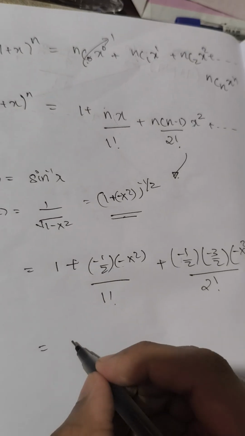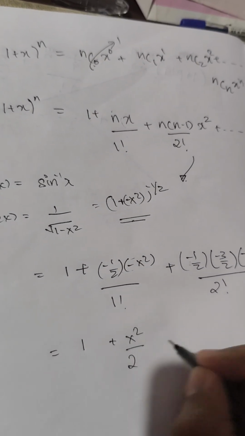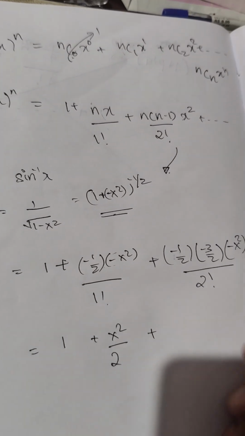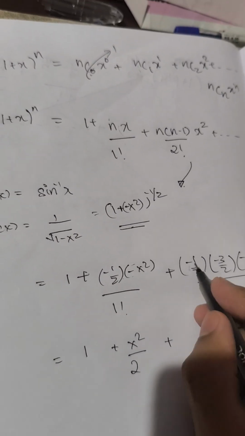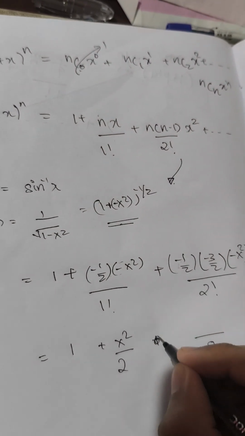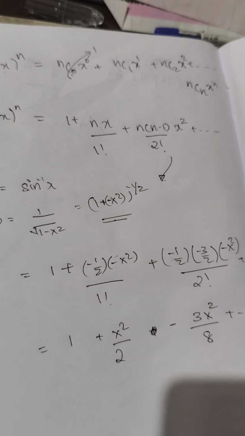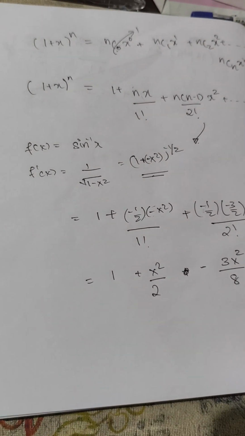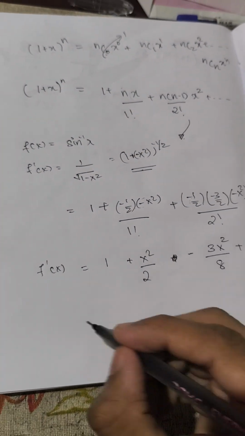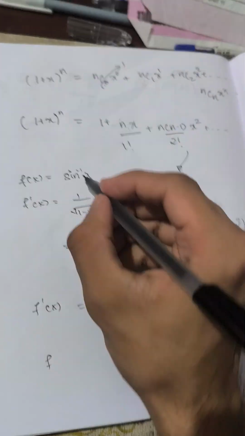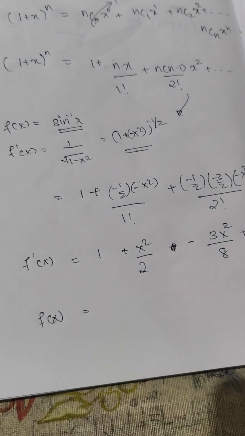If you simplify the first term, negative becomes positive: x squared divided by 2. Two factorial is 2 itself, 2 into 2 is 4, 4 into 2 is 8. So the next term becomes minus 3x squared by 8, plus so on and so forth. So this is going to be our f dash of x. To get the function sine inverse x, you just need to integrate it.